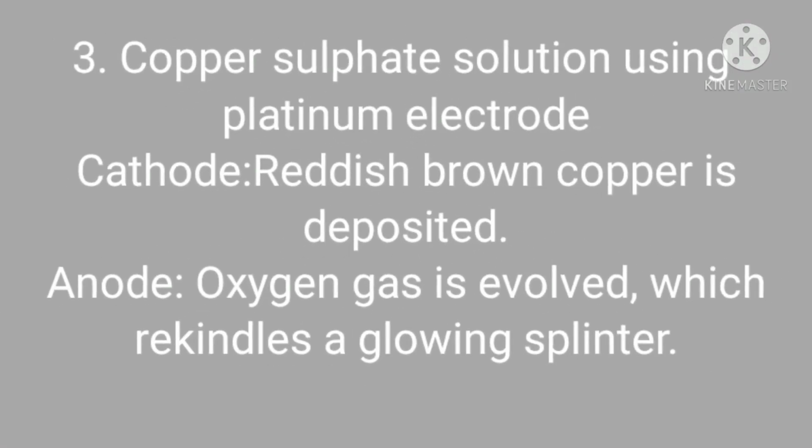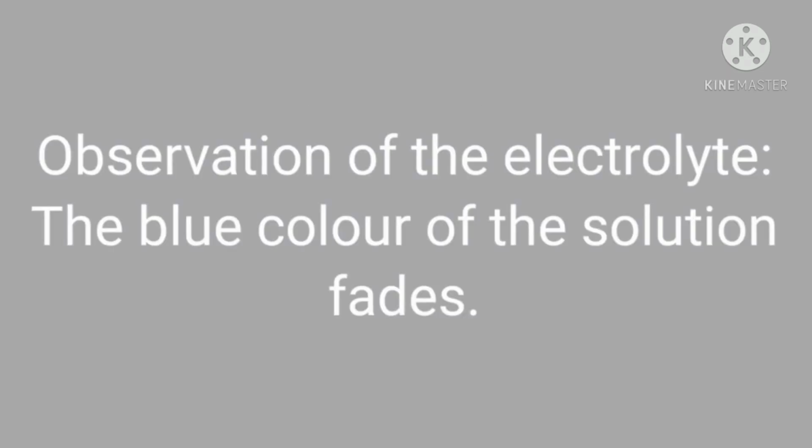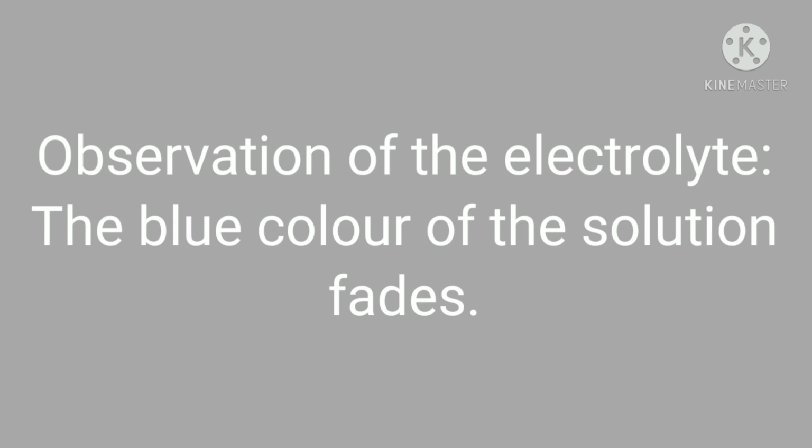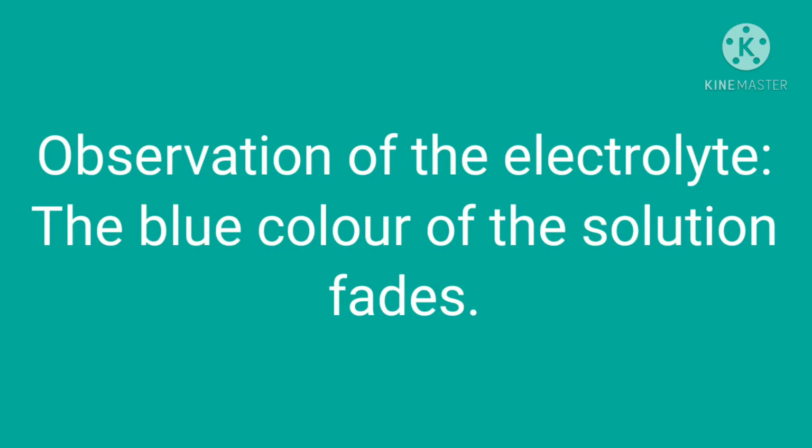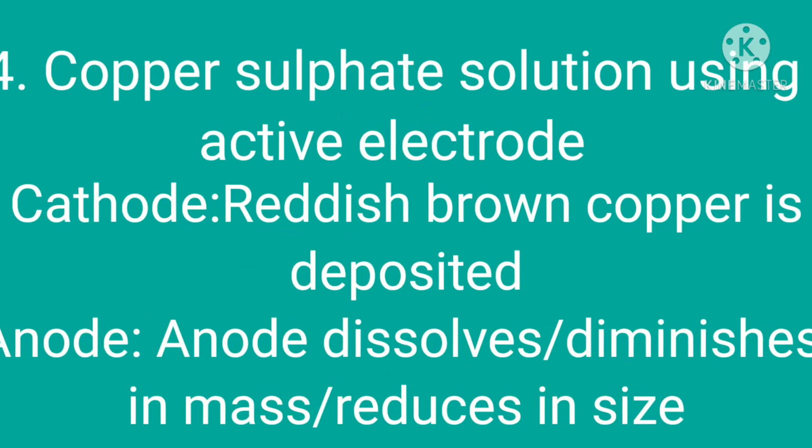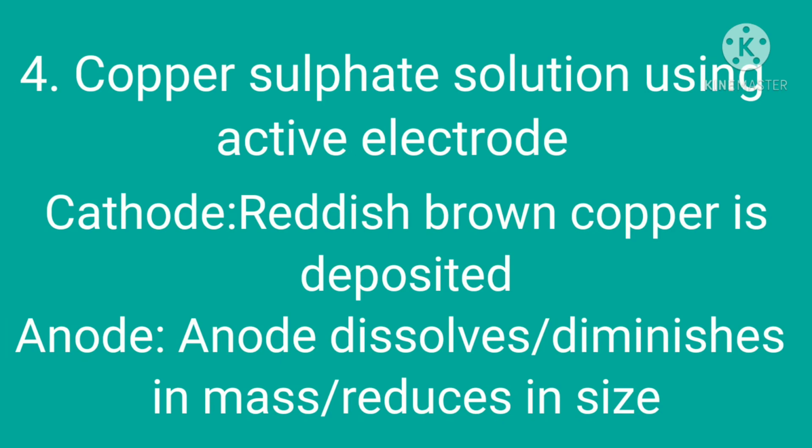And here we have one more observation, of the electrolyte. The copper sulfate color is blue. So the observation of the electrolyte is the blue color of the solution fades, or we can write the blue color solution of copper sulfate changed into white color solution. This is the observation of the electrolyte for the electrolysis of copper sulfate solution using platinum electrode.